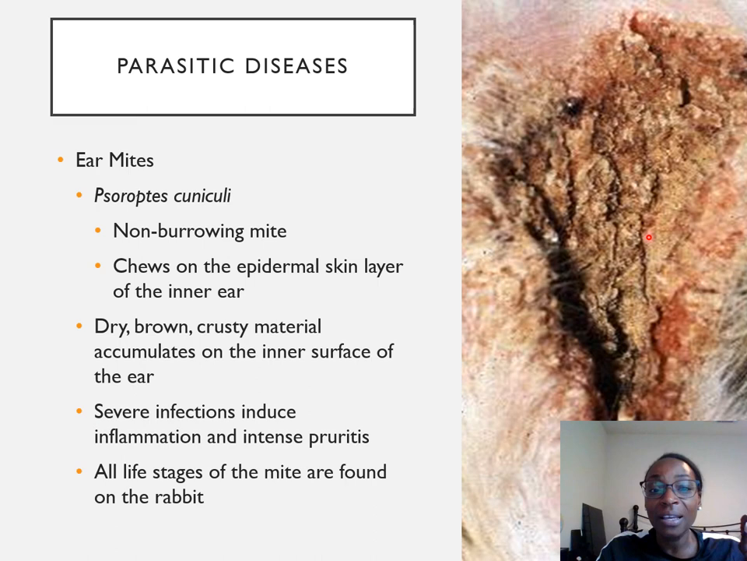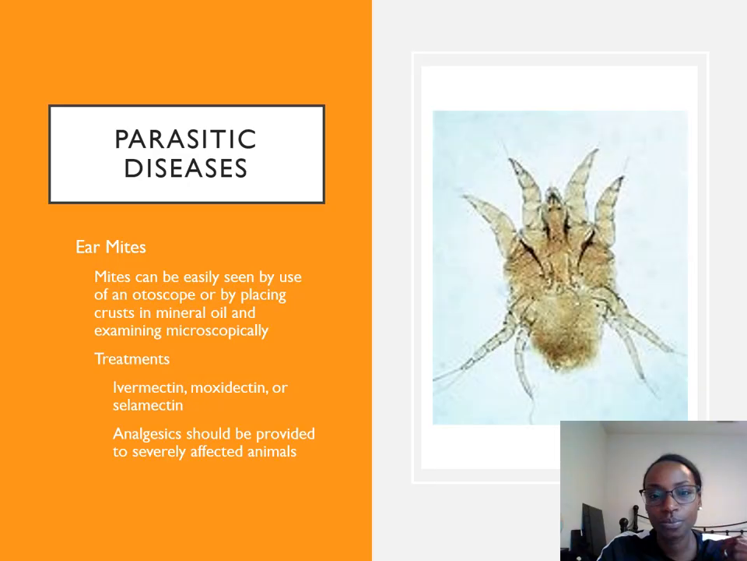So we need to take care of this immediately because, again, if this is causing intense pruritus for the rabbit, then they are going to begin to self-mutilate. Obviously not purposely, but it's very itchy. So they're going to scratch and scratch and scratch. They might scratch their whole ear off. It itches so badly. So this is something that we need to take care of quickly when it's seen.